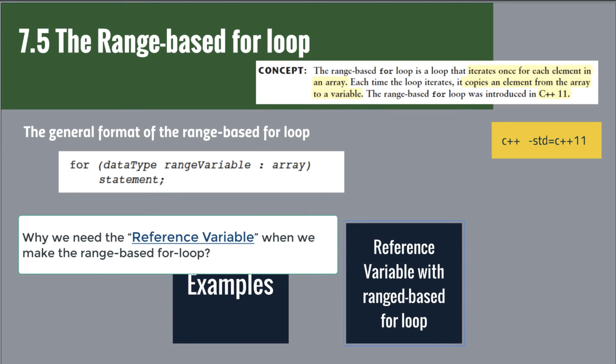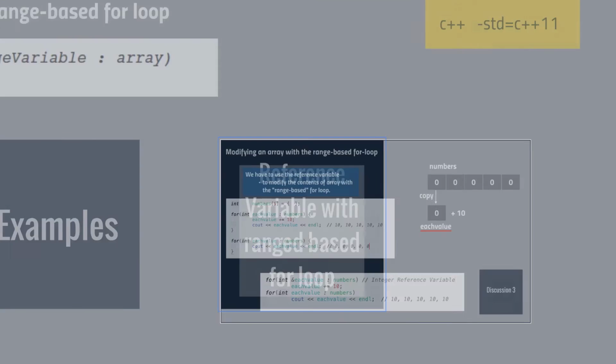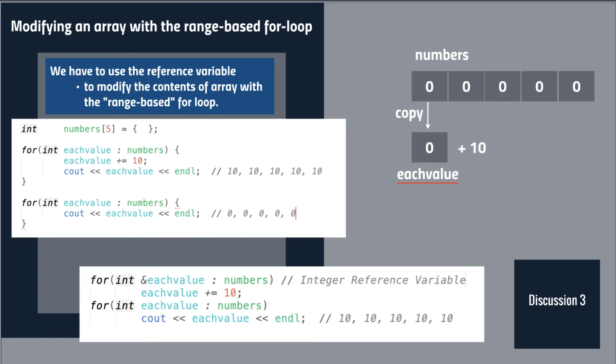Now let's take a look at another example which uses a reference variable in the range-based for loop. In this example, we are going to understand why we need the reference variable in the range-based for loop. We have to use the reference variable to modify the contents of an array. During the for loop iteration, its range variable contains only a copy of an array element. So you cannot use a range-based for loop to modify the contents of an array, because the copied value is in a totally different space from the original element in the array.